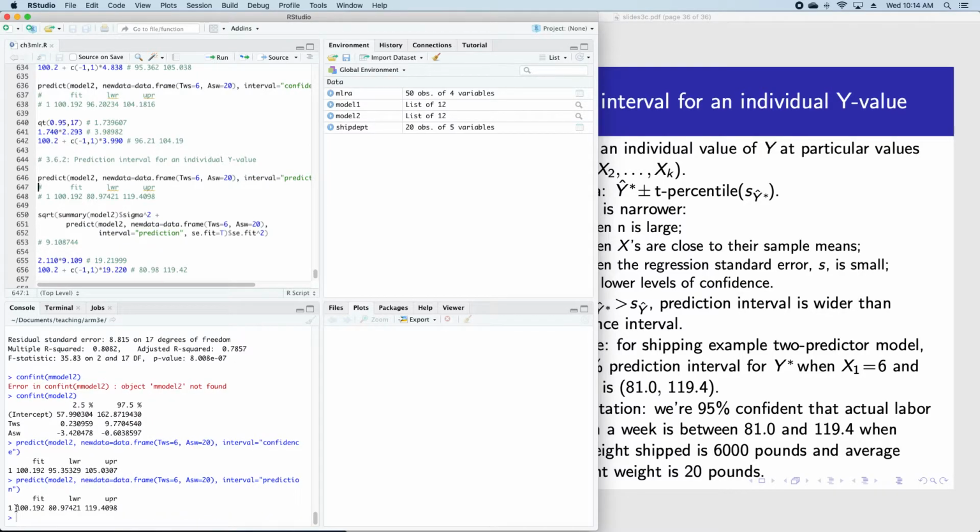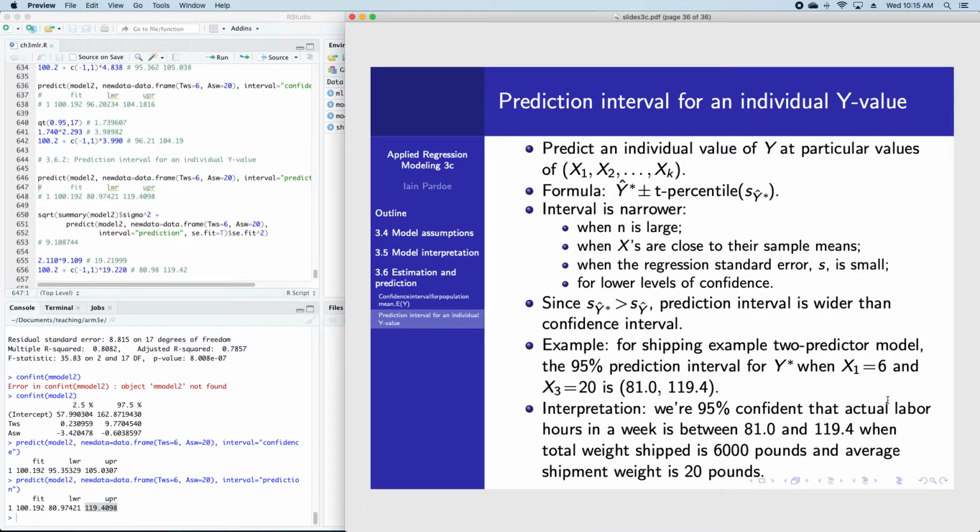Now same fitted value, of course, but now our lower bound is 81.0 to 1 decimal place, up to 119.4. How to interpret that? Well, we can say something like we're 95% confident that actual labor hours in a week is between 81.0 and 119.4 when total weight shipped is 6,000 pounds and average shipment weight is 20 pounds.